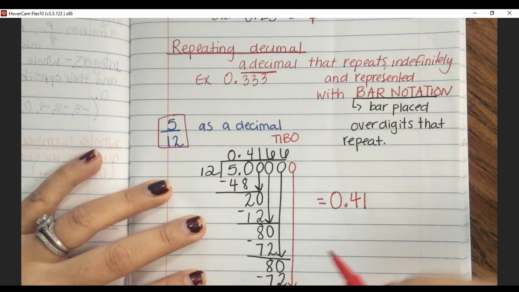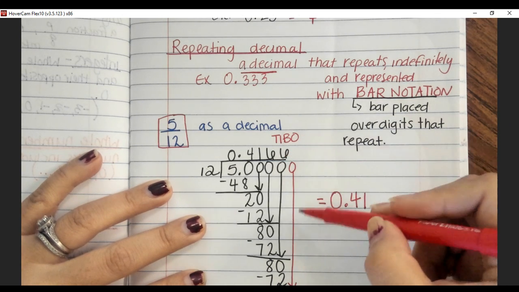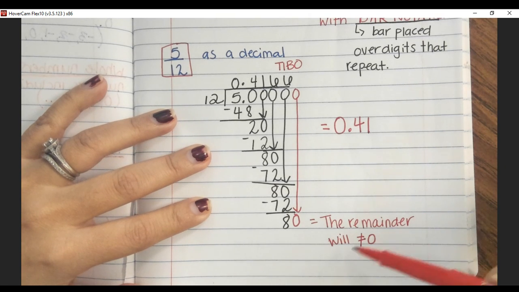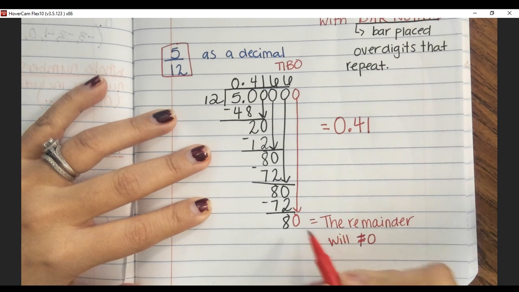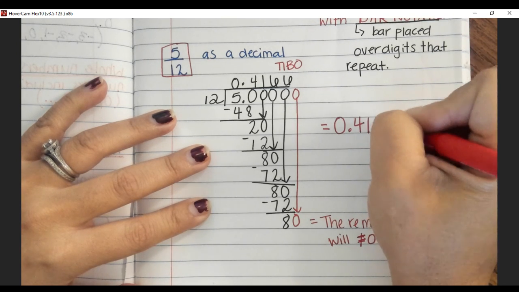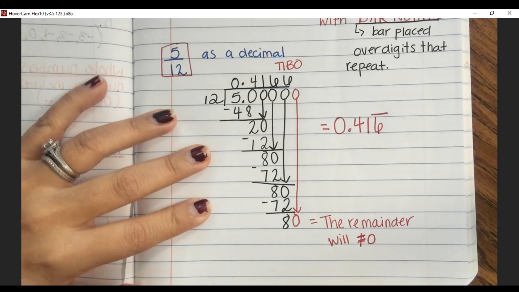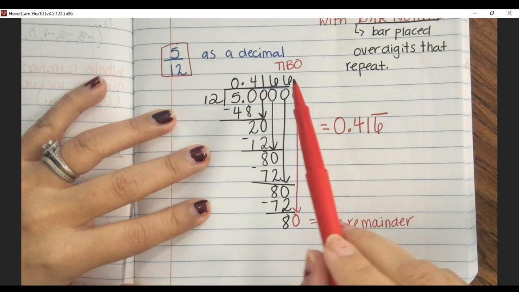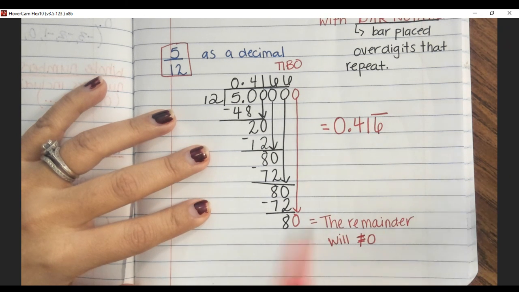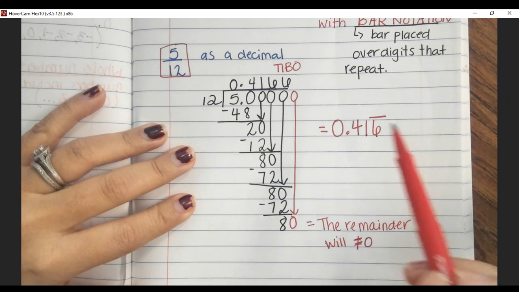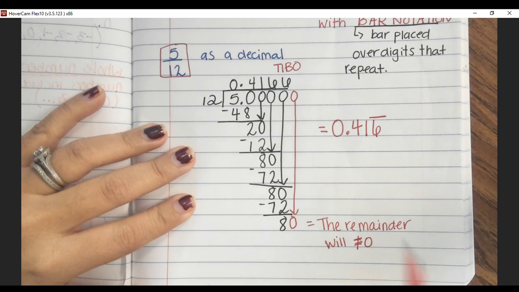0.41. And what digit keeps repeating over and over again? If I continued here, the remainder will never be 0. It will not equal 0. So I'm going to continue with that same pattern over and over and over again. So what digit continues to repeat? 6. So I'm going to put that bar notation over that 6, and what that tells me is every time I continue to divide, the number that's always going to repeat is 6. So my remainder will never be 0. Okay, so that's an example of a repeating decimal that uses bar notation.